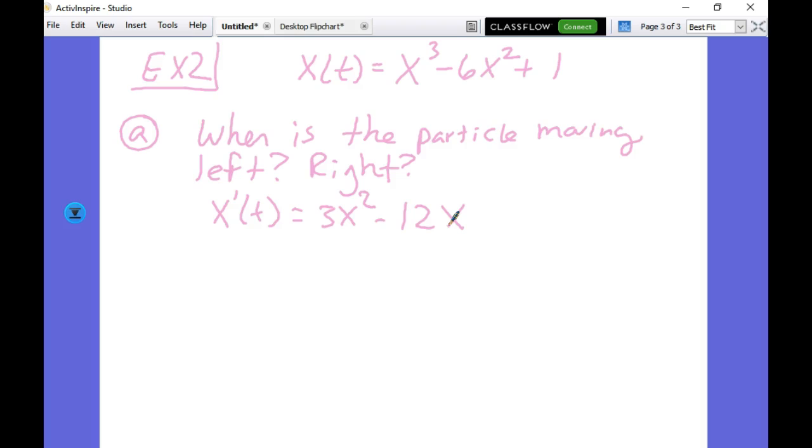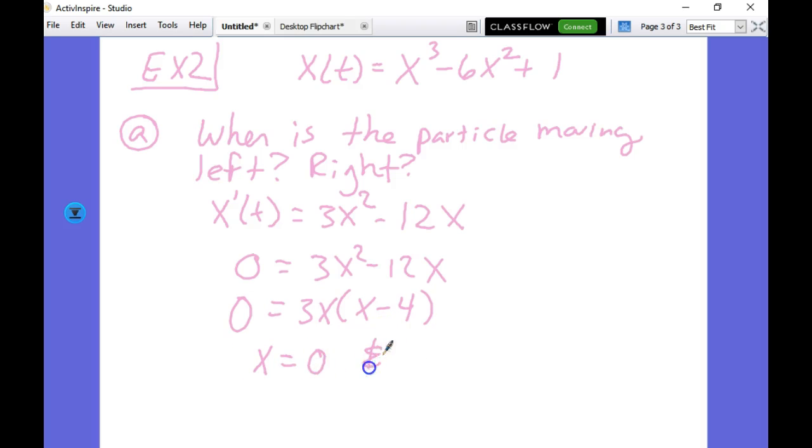All right, so now I want to find out when it's moving left and when it's moving right. Whenever velocity is negative, it's moving left. When velocity is positive, it's moving right. So I'm going to find where it equals 0, and then I'm going to do test points on a number line. Here we go. 0 is equal to 3x squared minus 12x. Now I am going to do this by hand. Could we do this on the calculator? Yeah. We could graph that and find where it touches the x-axis, but I'm going to do it by hand because I think that's a lot easier for this one. I'm going to take out a 3x here, and that means x is going to be where? 0 and 4.